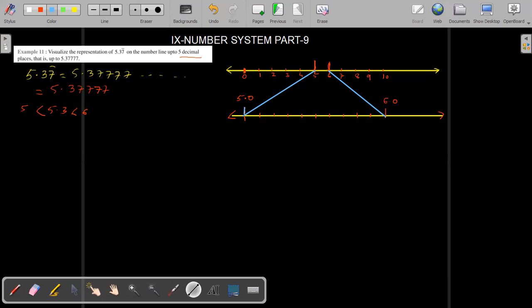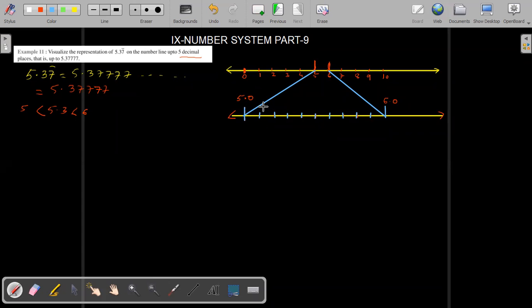When you zoom this part, 5 to 6, what will you get? This is your 5. Then this will be your 5.1, 5.2, 5.3, 5.4, 5.5, 5.6, 5.7, 5.8, 5.9, and this will be your 6. So you will write this one.